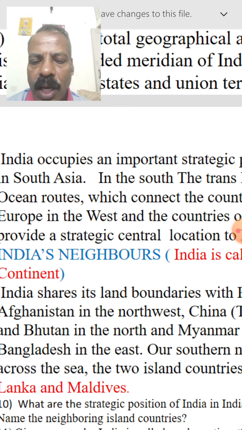India has an important strategic location in the south, because it has the Indian Ocean, which protects our country from enemies. It is also an important ocean route toward Western European countries as well as East Asian countries.